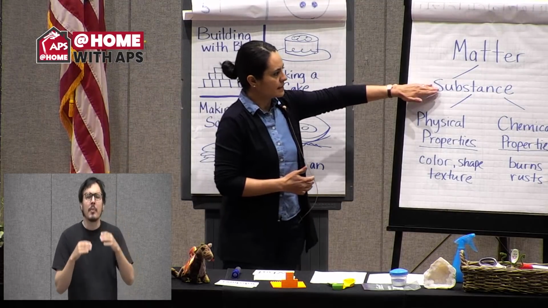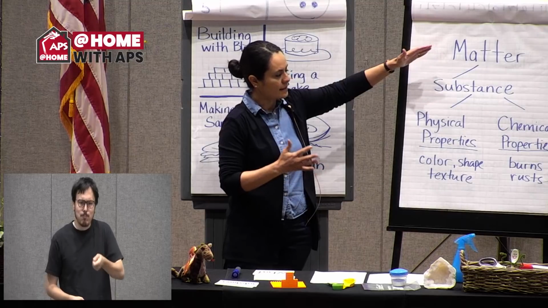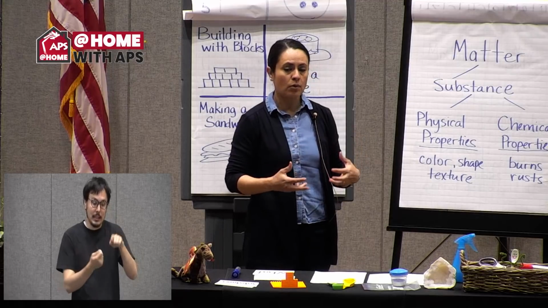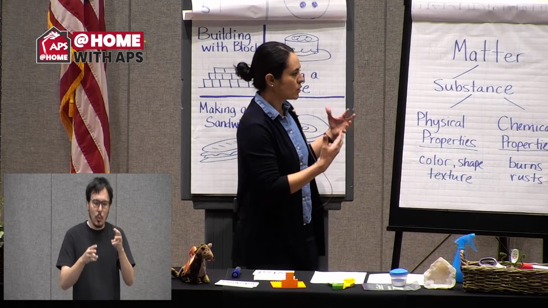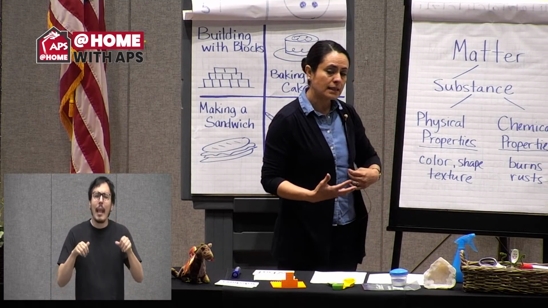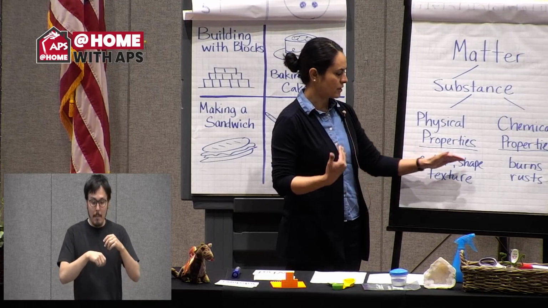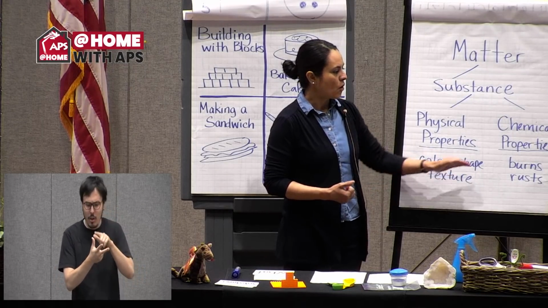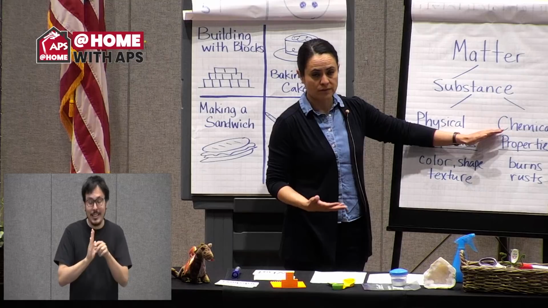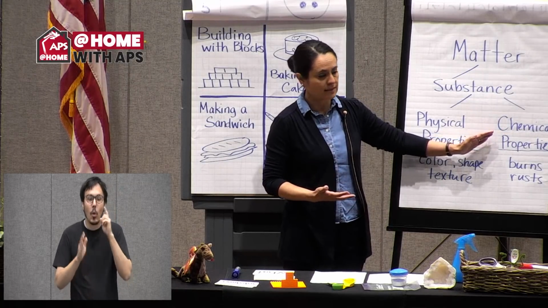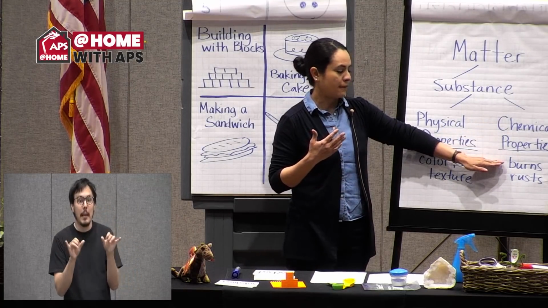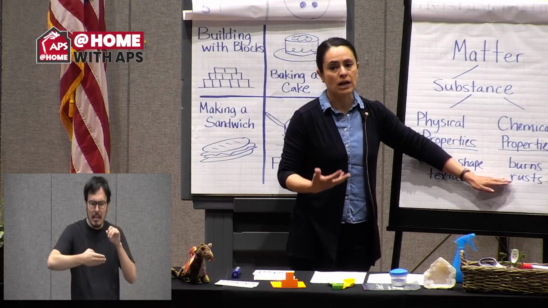So substance is a type of matter that has a specific property. And properties are the way we can describe or identify matter. And so our substances can have physical properties. And those are things that we can easily observe. We can observe their color, their shape, and their texture. Or we can also observe their chemical properties. And these might not be so easily observed. We might need to do some investigations or some tests to check their chemical properties. And some examples of chemical properties would be if a substance, if matter burns, or it rusts.